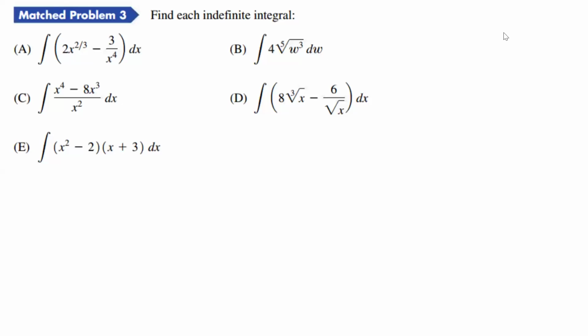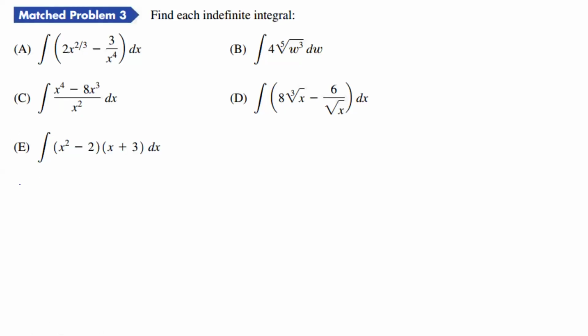All right, so here we have some more indefinite integrals to evaluate. Hopefully we'll have enough room on this page. If not, we can go to the next page. Okay, we'll go back to that page again. All right, so A.